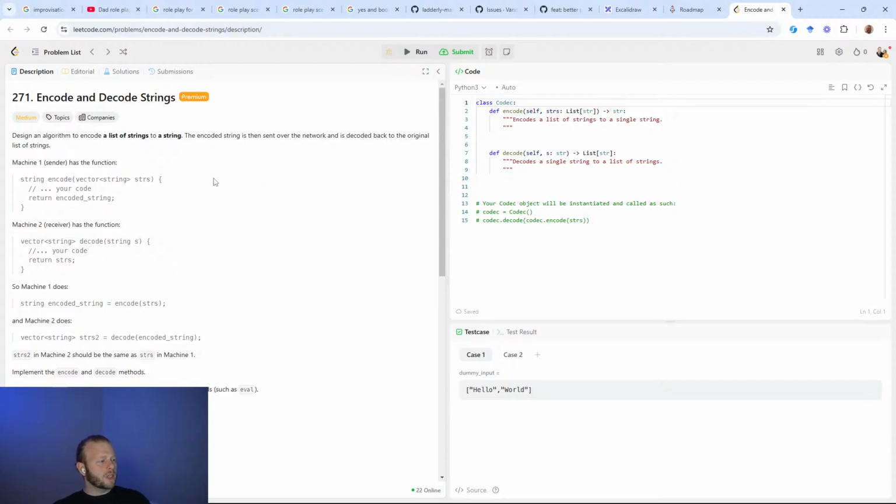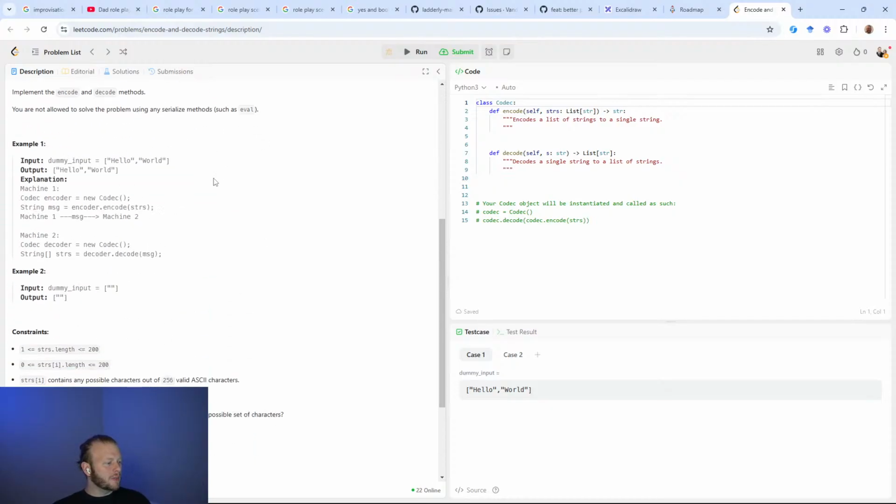Gosh, I mean, it feels like a compression problem. It feels like the whole point. Oh, yeah, how do I split them? That's going to be the question. The string contains any possible characters out of 256 valid ASCII characters. Okay. Yeah, I need to have like a magic byte here, or a non-ASCII character.